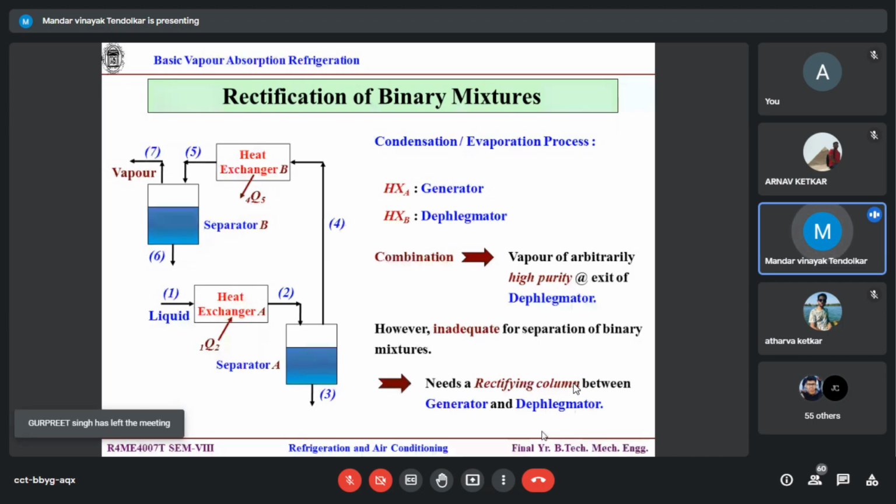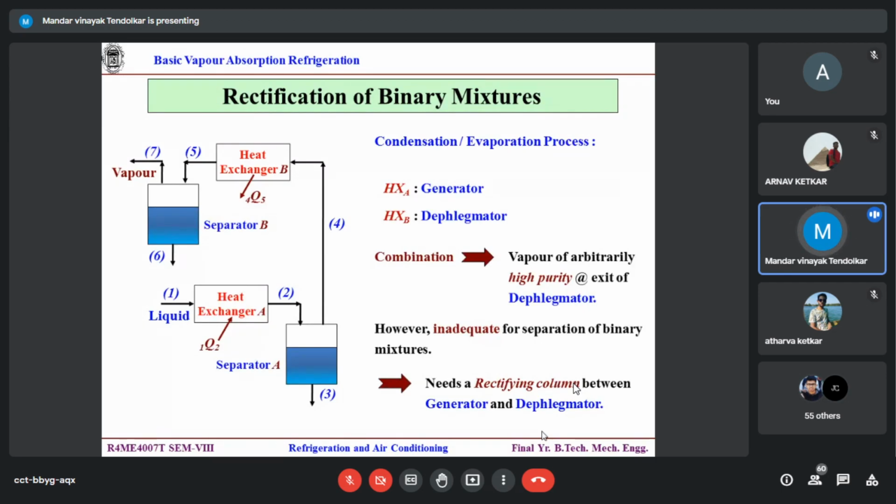This is a simple technique. We are actually doing the same, but in a very concise manner. So how do we achieve this? Let us study that. So what is something called the rectifying column? Between the generator, that means the first heat exchanger, and the deflagmator, which is the last heat exchanger in this case, there will be only one generator, one deflagmator, and the entire separation would take place in between. So no need to add on heat exchangers. It's a simple column. Why we call it a rectifying column, I will explain in the next slide.